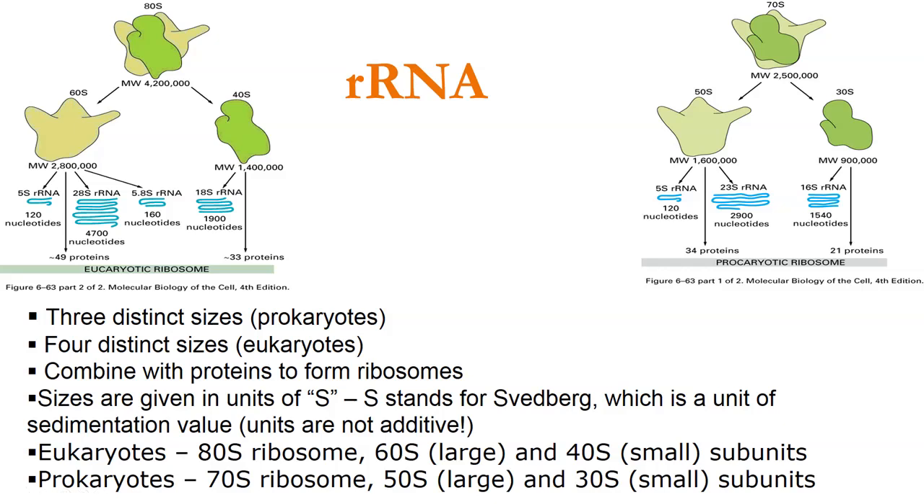Why is that? It's because we're looking at sedimentation. If they were separate, if you just took 60 and 40 and put them together and they went through like that, it would add up to 100, but they kind of overlap. So they're going to sediment a little bit faster than 60 or 40 alone, but slower than 100. So they don't add up.